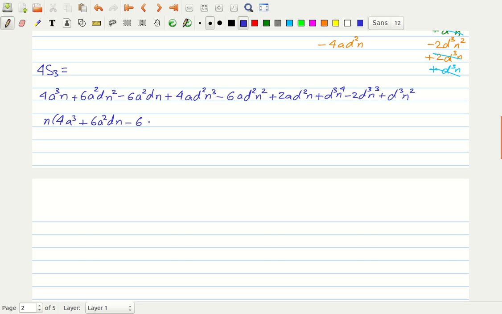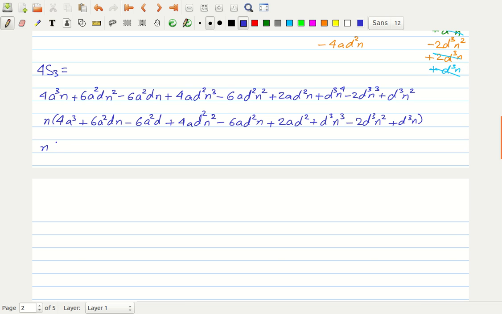minus 6a square d plus 4a d n, 4ad square n square minus 6a d square n plus 2a d square plus d cube n cube minus 2d cube n square plus d cube n, right? And now we simplify this again.